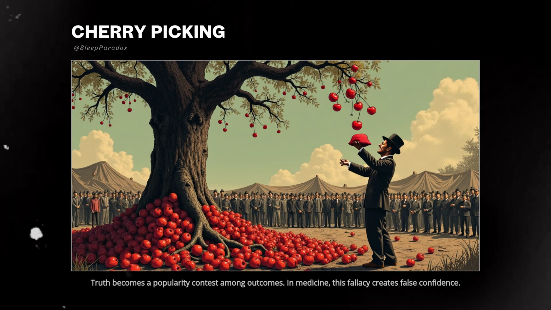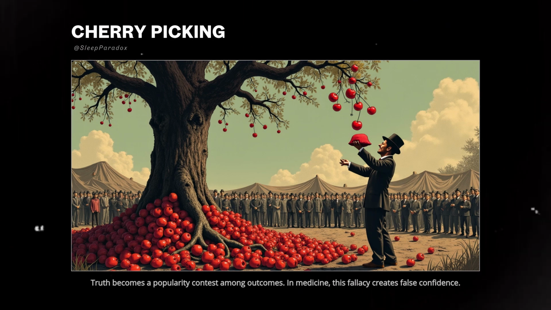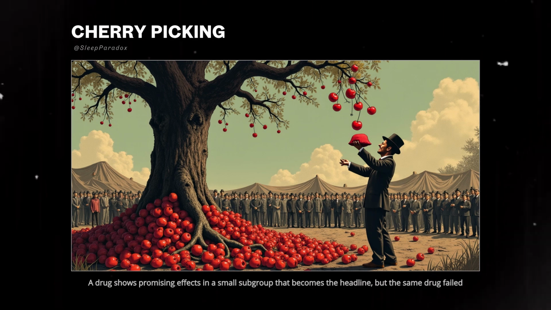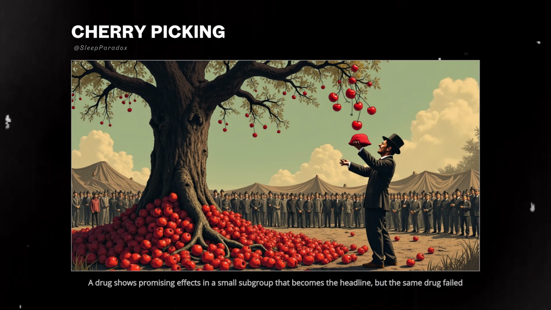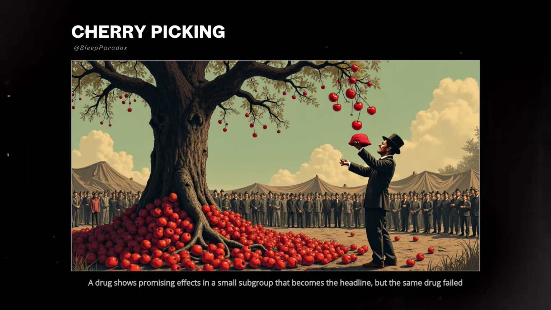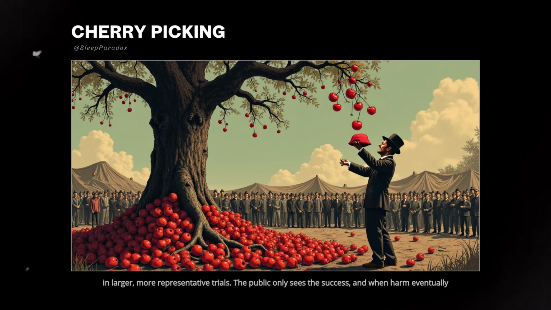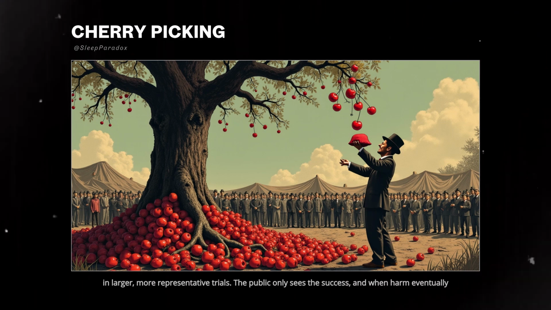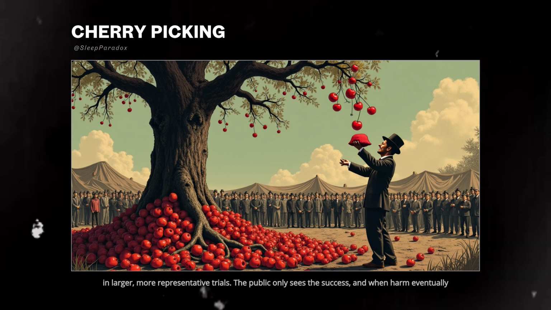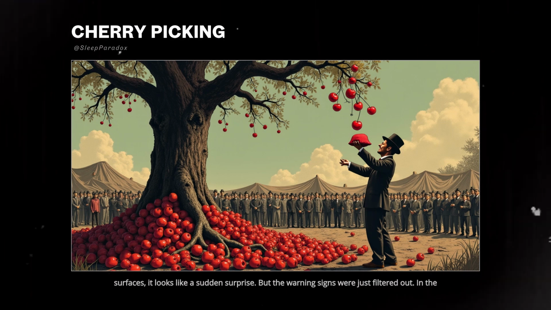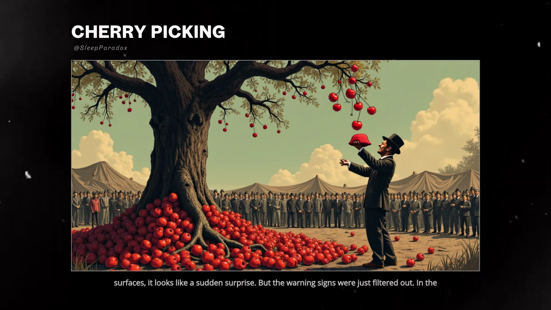In medicine, this fallacy creates false confidence. A drug shows promising effects in a small subgroup that becomes the headline, but the same drug failed in larger, more representative trials. The public only sees the success, and when harm eventually surfaces, it looks like a sudden surprise, but the warning signs were just filtered out.